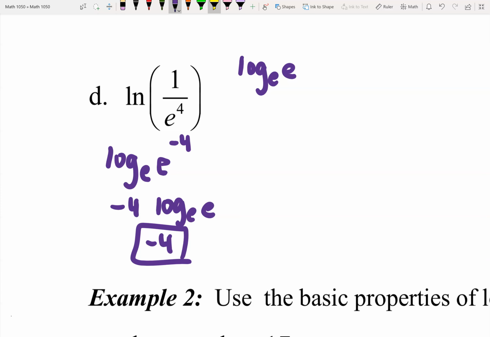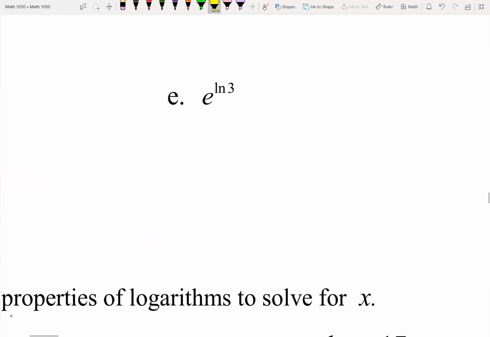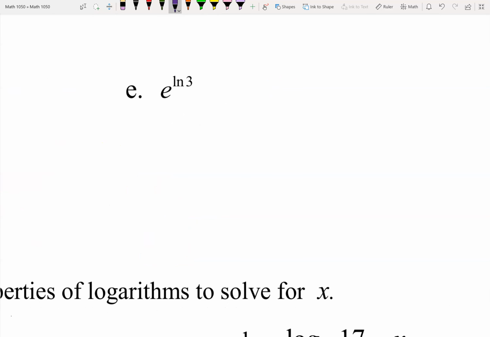You don't have to write it as log base e. I always write it as log base e because I think it's easier for you to follow me if I write it like that. Okay? So anyway, let's do e. I bet some of you know the answer right now. What's the answer? It's 3. Everybody write e raised to the log base e of 3.